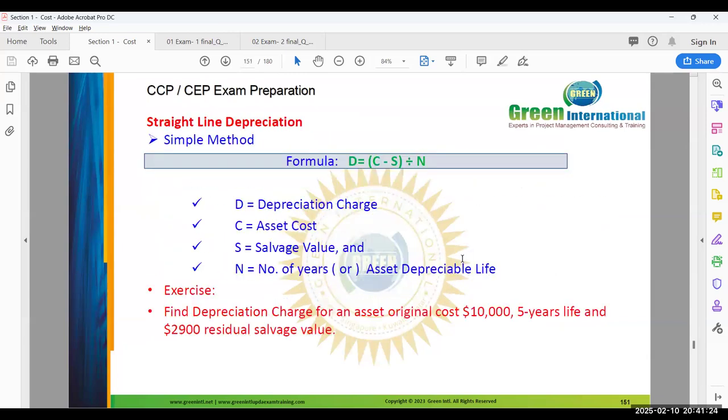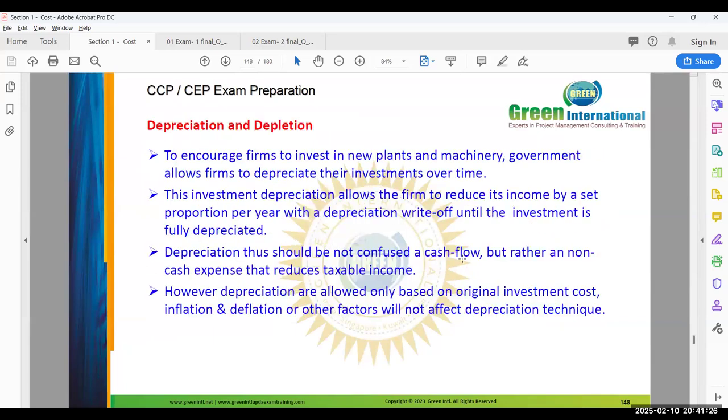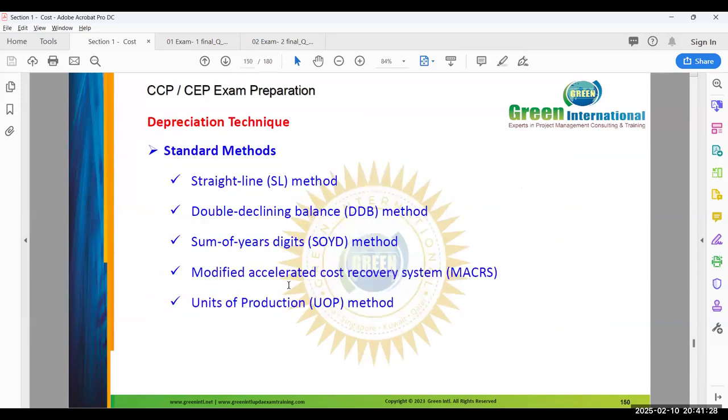I'll share that one. You have to understand why a different method of depreciation is followed. Sometimes, for certain activities, the government will ask us to follow this depreciation. Why are we following different depreciation?